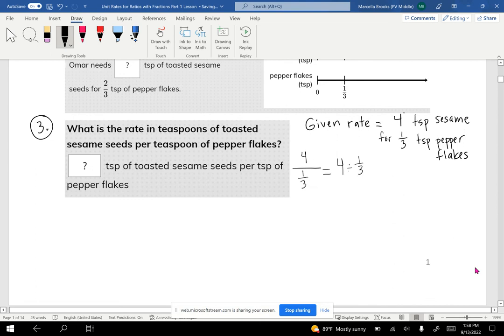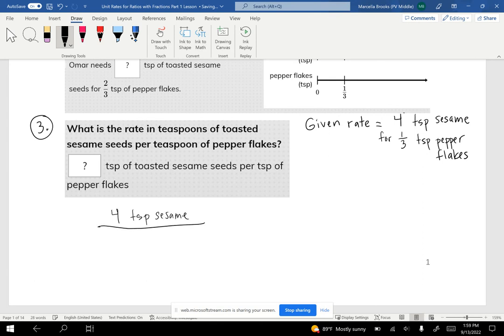Actually, I have a lot more space down here, so I'm going to move this down here. If it will let me erase, come on. So 4 teaspoons sesame seeds over 1/3 teaspoon pepper. It's actually pepper flakes, but I'm not going to change it. So this means 4 divided by 1/3. Remember, 4, we write that as a fraction, 4 over 1. Change the sign to multiplication, and then we flip the second fraction.